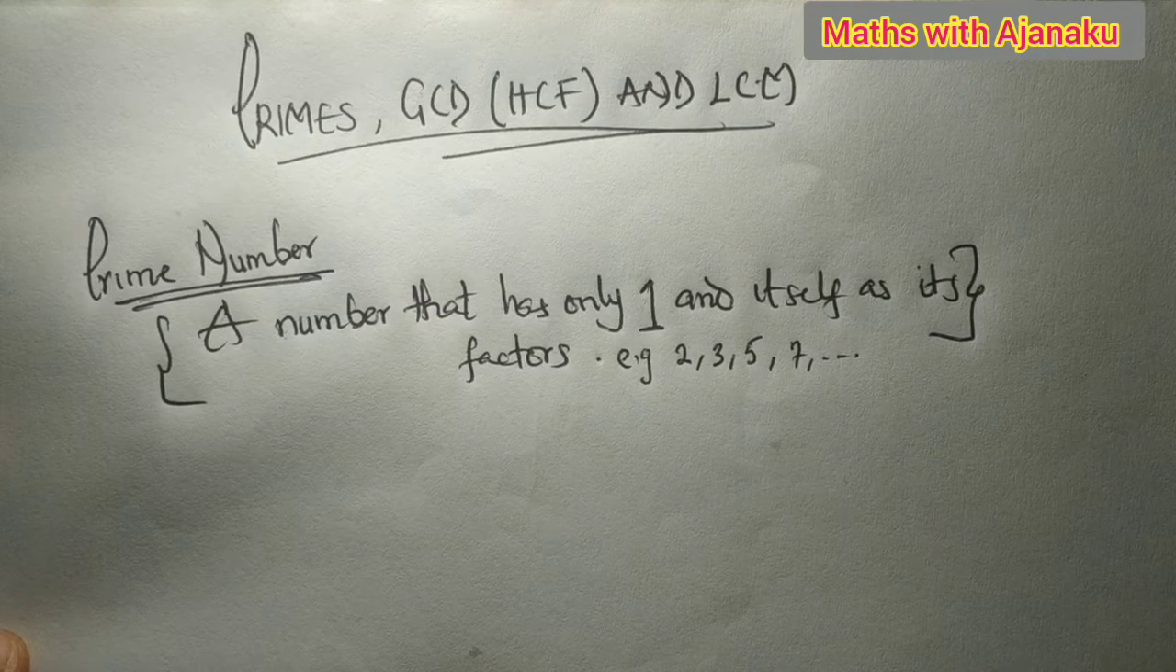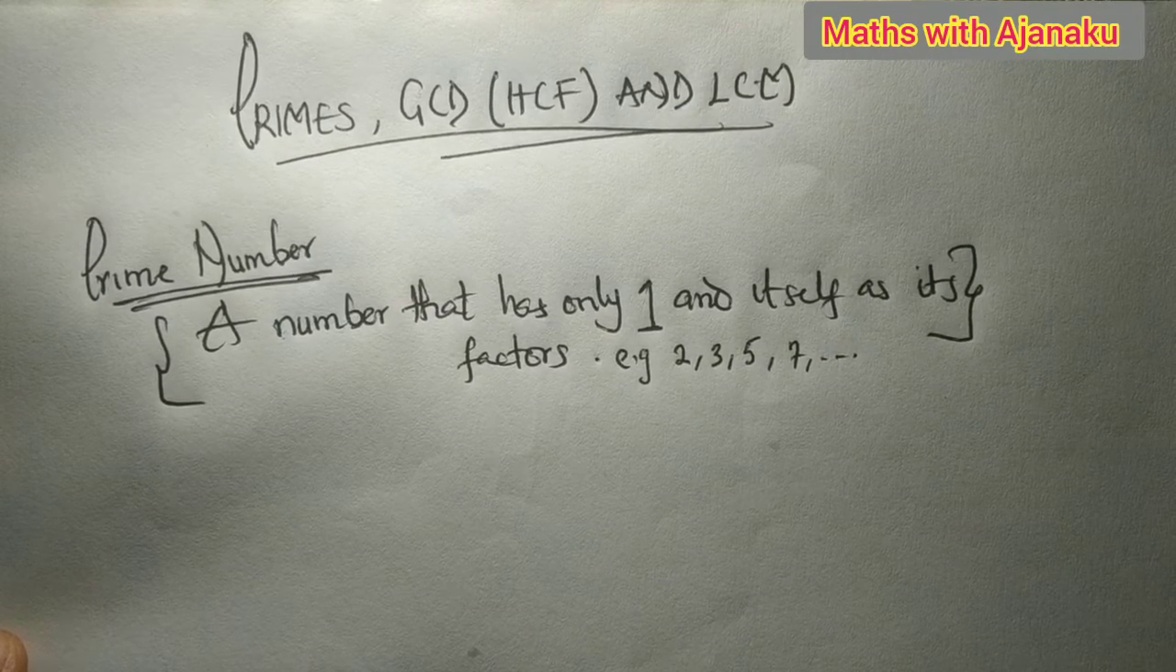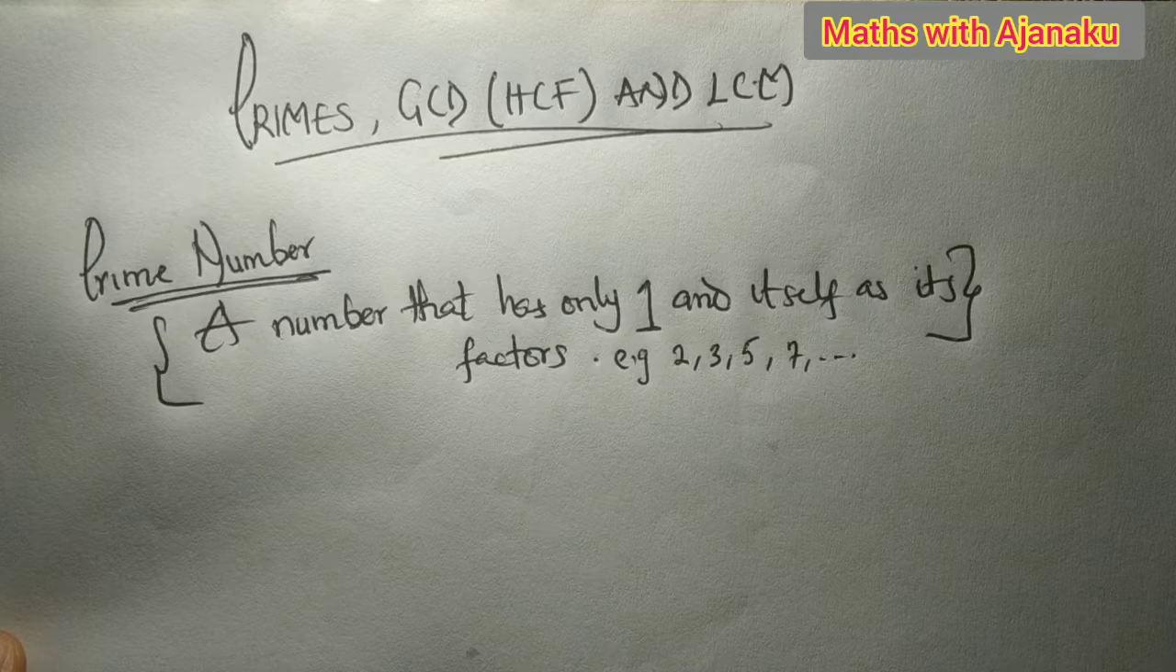Hello everyone, today we shall be discussing primes, GCD, also known as HCF, and LCM. The GCD means greatest common divisor, which in other terms can be called HCF, the highest common factor, and we shall also be discussing LCM, which is the least common multiple, or it can be called lowest common multiple.